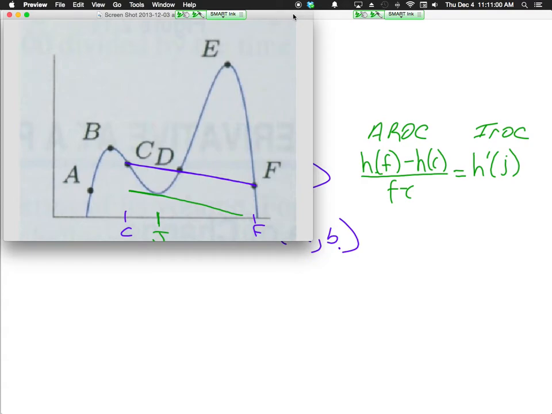So when do we use this? We'll get there. It has to be between C and F. Can somebody come draw another one between C and F?